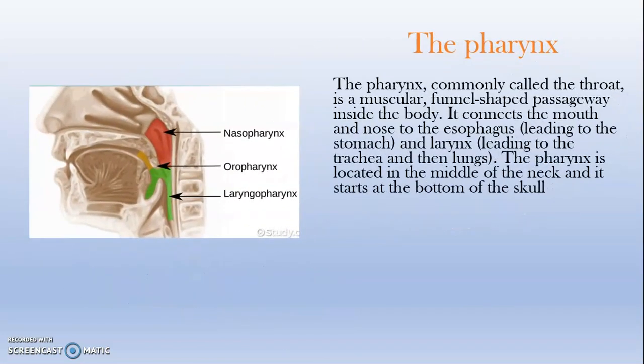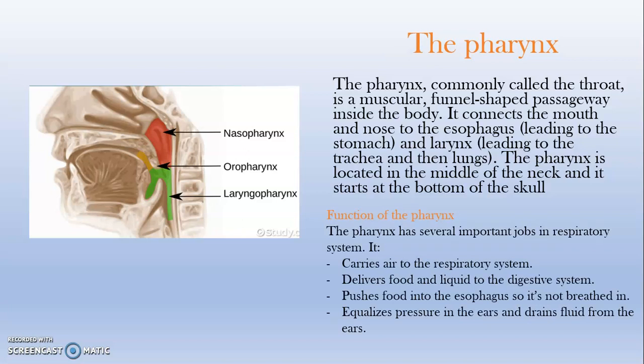The second organ is the pharynx. The pharynx, commonly called the throat, is a muscular funnel-shaped passageway inside the body. It connects the mouth and nose to the esophagus, leading to the stomach, and the larynx, leading to the trachea and then the lungs. The pharynx is located in the middle of the neck, and it starts at the bottom of the skull.